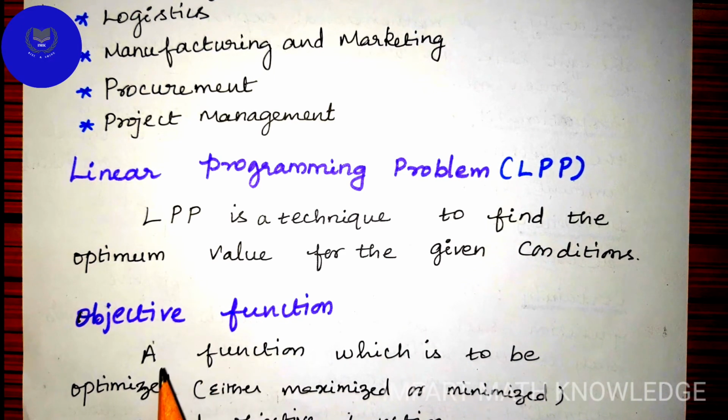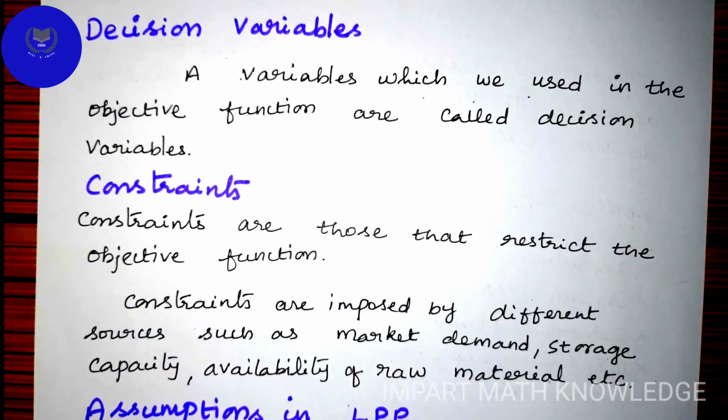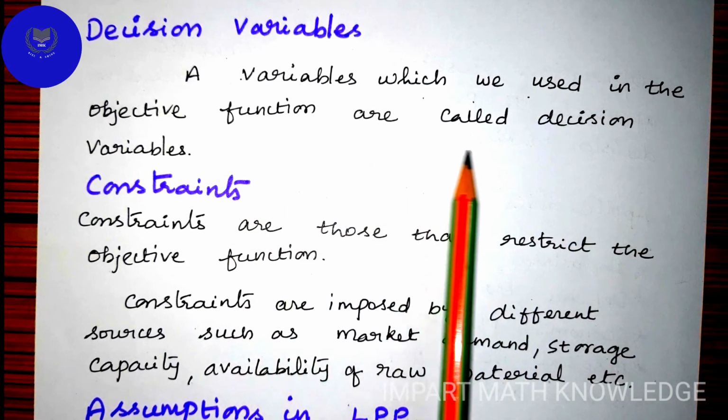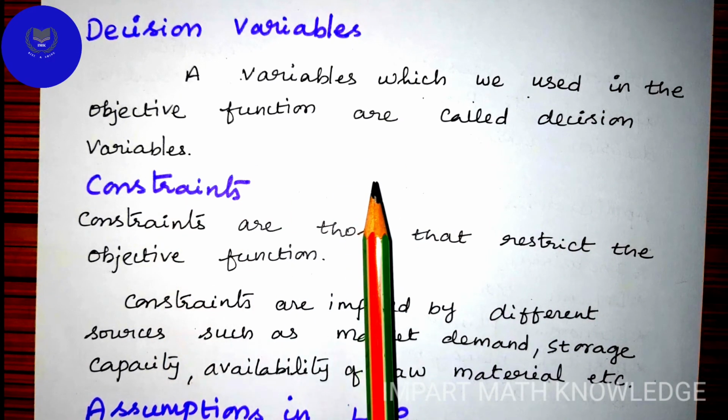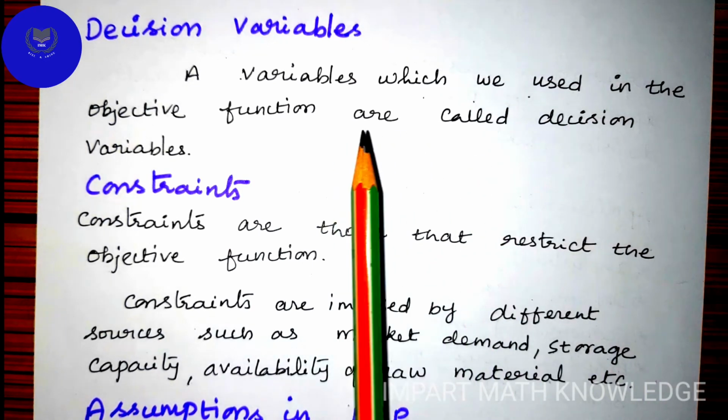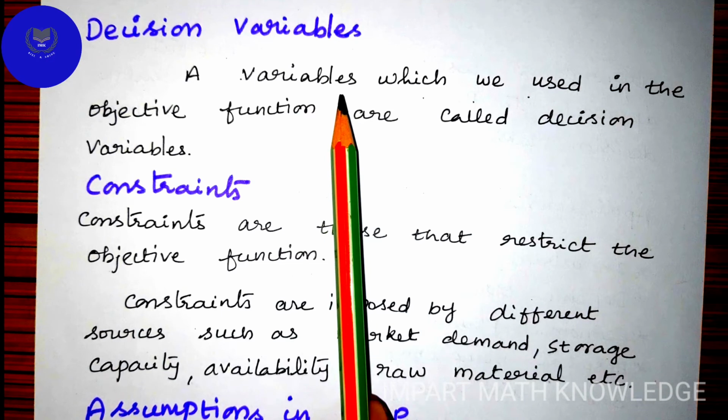The first one is objective function. A function which is to be optimized, that is either maximized or minimized, is called the objective function. The main aim of operation research is to minimize the loss and maximize the profit. The next definition is decision variable. A variable which we use in the objective function is called a decision variable. For framing a mathematical model, we need some variables. The variables which we use here, we call decision variables.